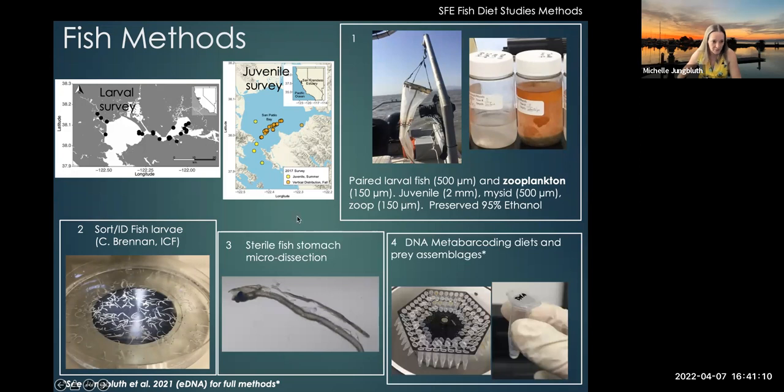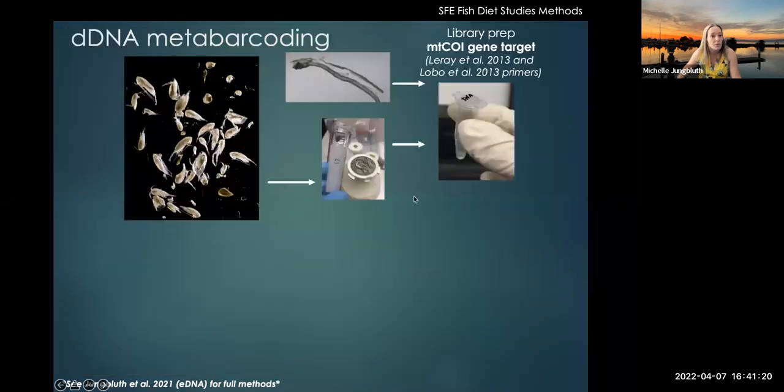sterilely micro-dissected fish stomachs and extracted the DNA from whole stomachs, and then did DNA metabarcoding on the diets and prey assemblages with the mitochondrial CO1 gene, which I'll show here. Now, because the mitochondrial CO1 gene would also amplify fish DNA, I had to design a blocking primer to reduce amplification of the fish DNA. That's all described in my publication that came out last year, and more details can be found there.